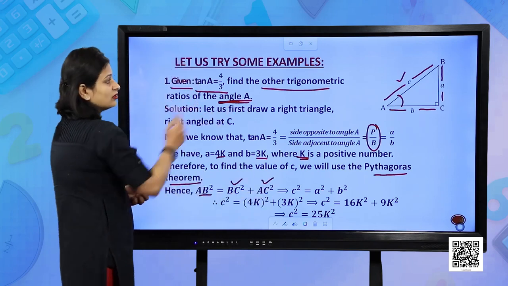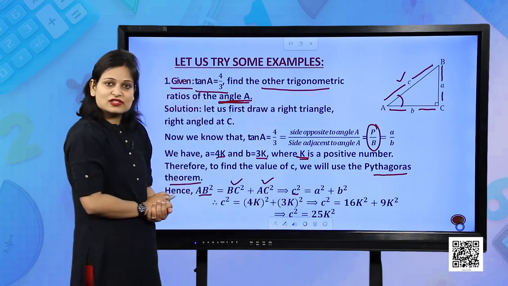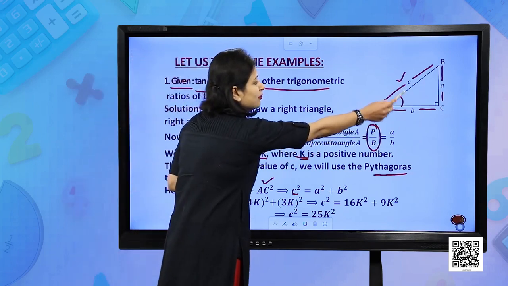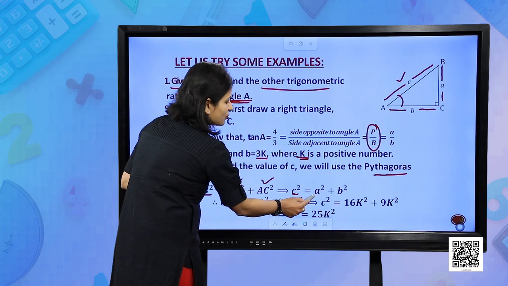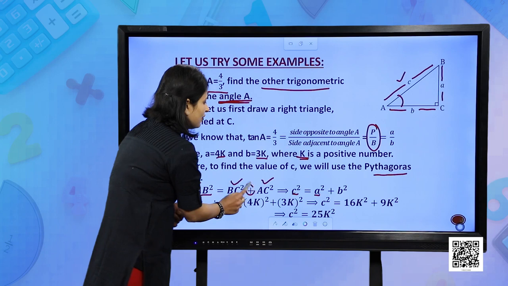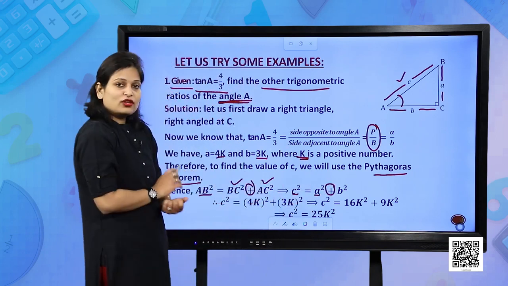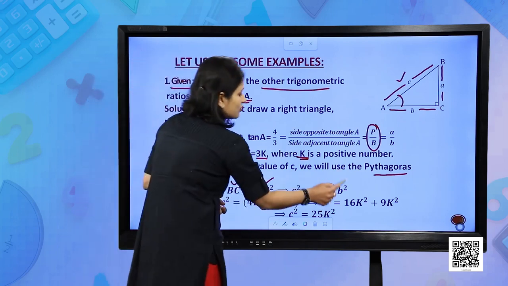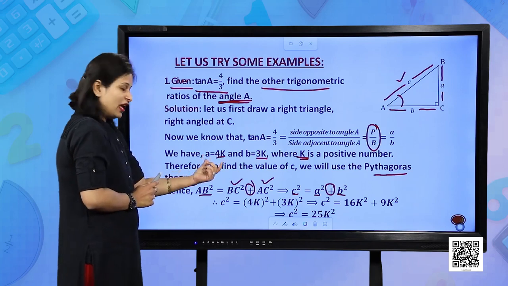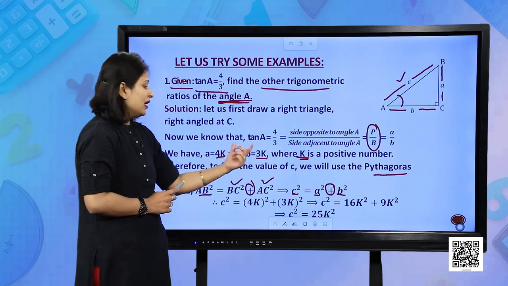Now AB is what? The length of side AB is c. So this will become c square. BC square, the length of side BC is a, so it will become a square plus, there is a summation sign in between, AC square. The length of side AC is b, so this will become b square. As you know the value of a and b, simply substitute the values of a and b in this.